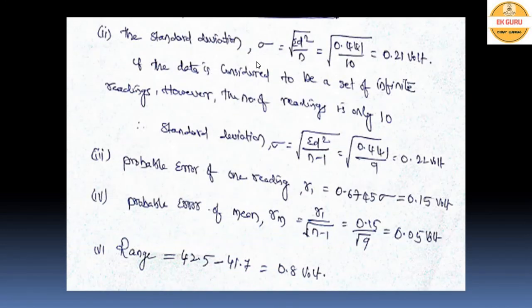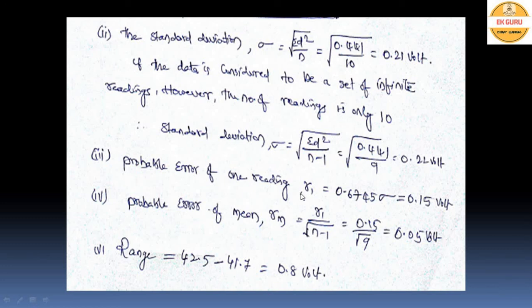And then the standard deviation is the square root of the sum of individual deviation squares divided by the number of readings. Likewise, here the standard deviation is 0.21 volts. The data is considered to be a set of infinite readings, however the number of readings is only 10, so we have to take n minus 1. Then the standard deviation is the square root of the sum of individual deviations squared divided by 9. So 0.22 volts is the standard deviation.